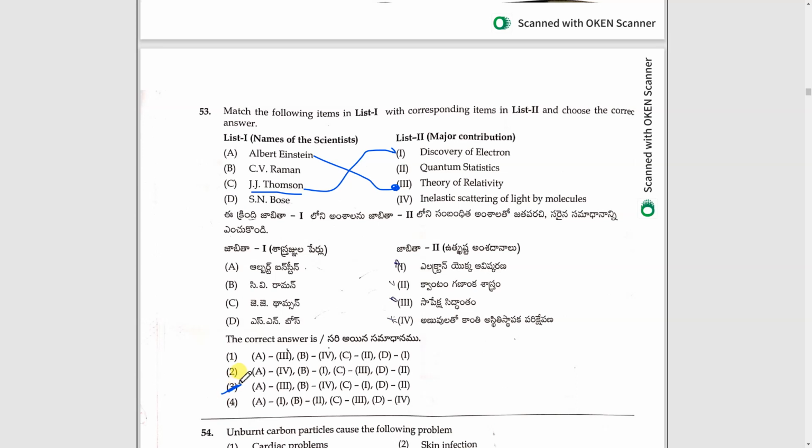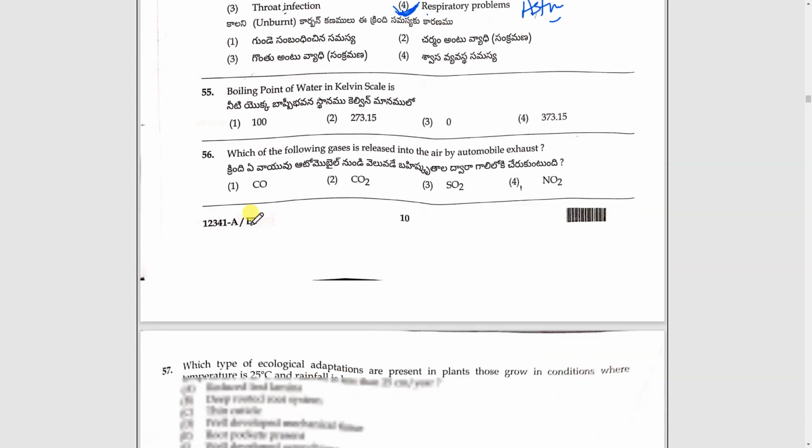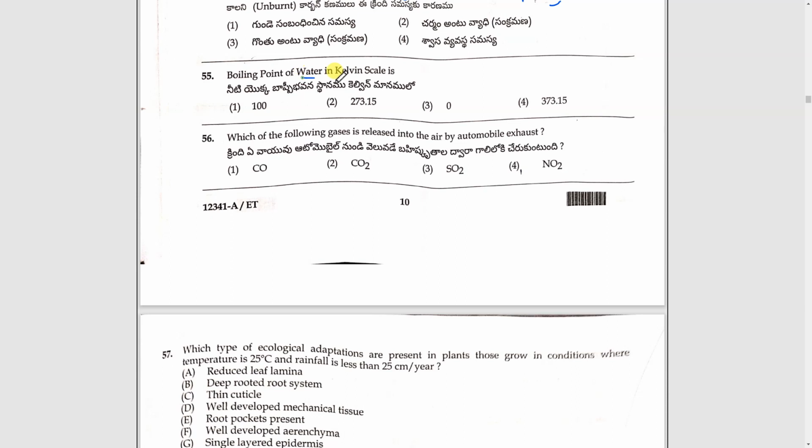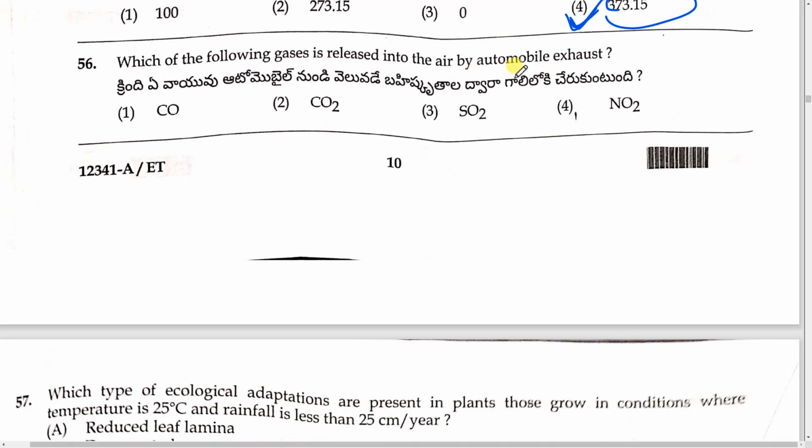Next question is, unburned carbon particles cause the following problems. Due to unburned carbon, respiratory problems like asthma happen. Boiling point of water in Kelvin: in degrees Celsius it is 100, in Kelvin it is 373.2 Kelvin.